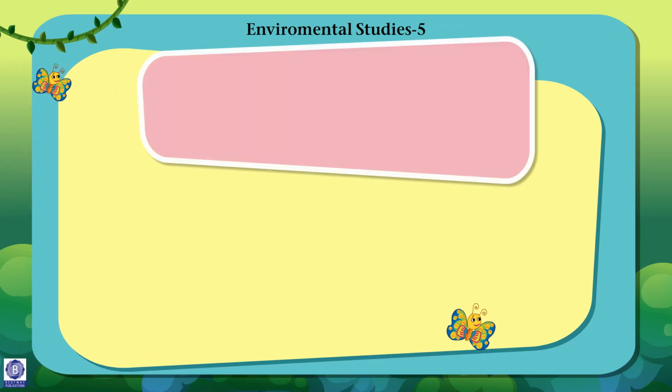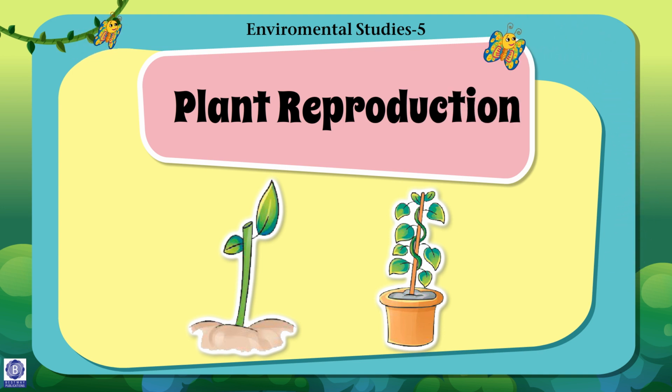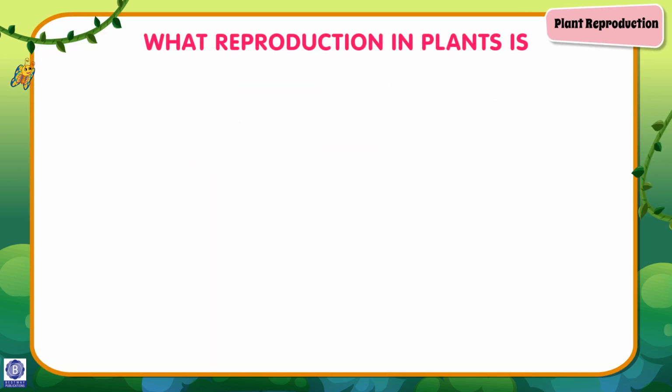Chapter 7. Plant Reproduction. What is reproduction in plants?